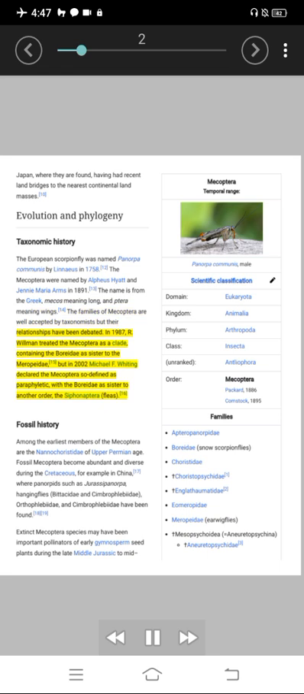In 1987, R. Willmann treated the Mecoptera as a clade, containing the Boreidae as sister to the Meropeidae. But in 2002 Michael F. Whiting declared the Mecoptera, as defined, paraphyletic, with the Boreidae as sister to another order, the Siphonaptera fleas.